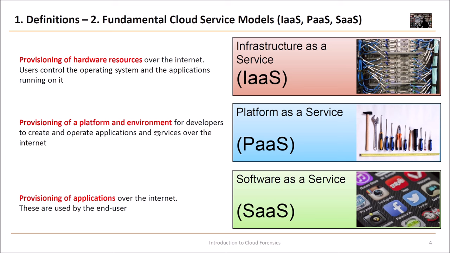And then finally, we have the software as a service model, SaaS, and that is provisioning of applications over the internet. These are used by the end user. So you don't need to program anything here. You don't have to administer anything here. You just book a software in the cloud and use it. An example for this is, for instance, Dropbox, where you get storage in the cloud and you don't need to maintain it by yourself. It's all maintained by the software as a service provider.